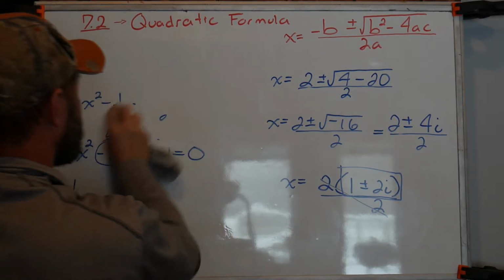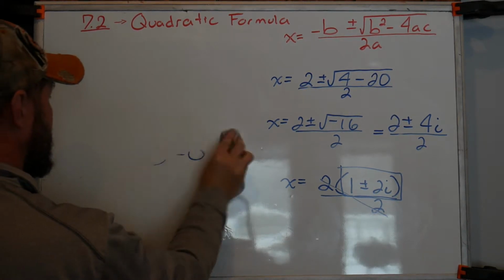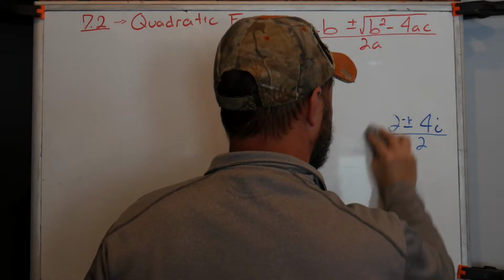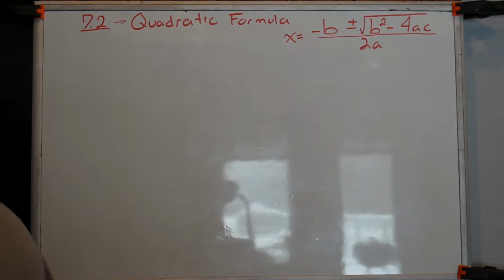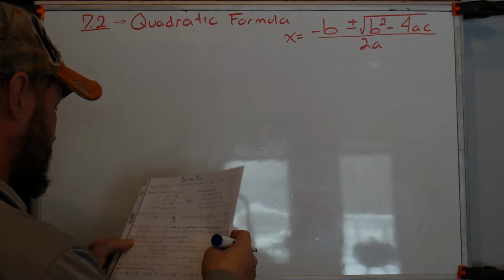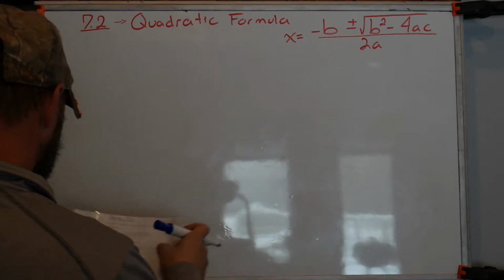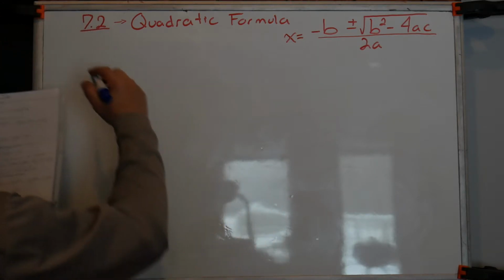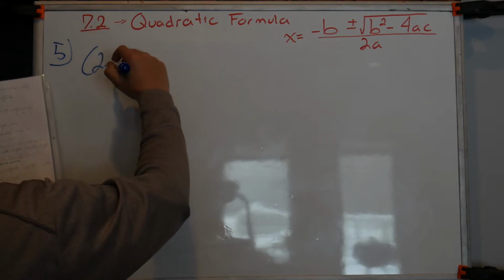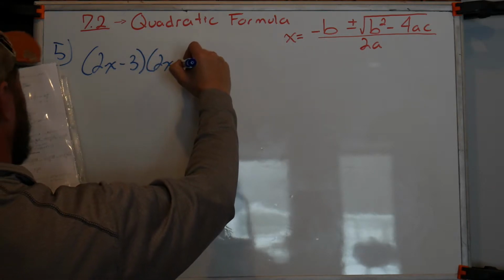And sometimes it takes moving around. In this case, it took eliminating the denominator so that you could get rid of fractions. And the next example includes, let's see, it's factored out. Example 5 is already factored out. We need to distribute, to combine.